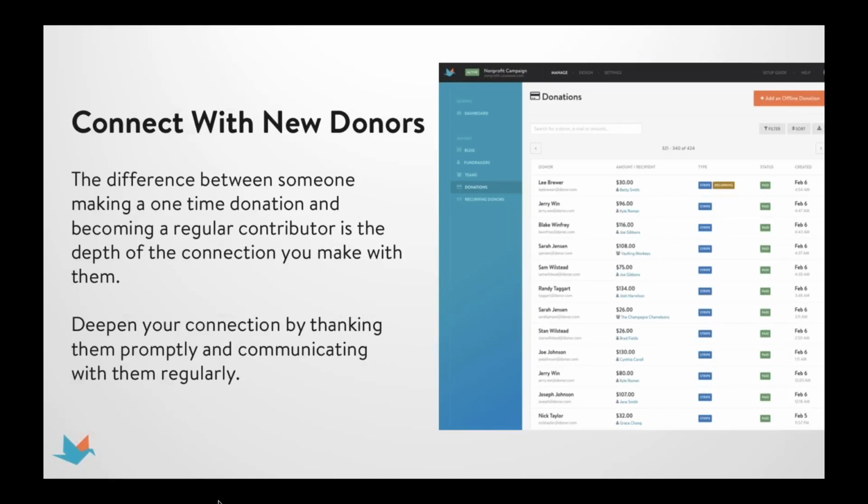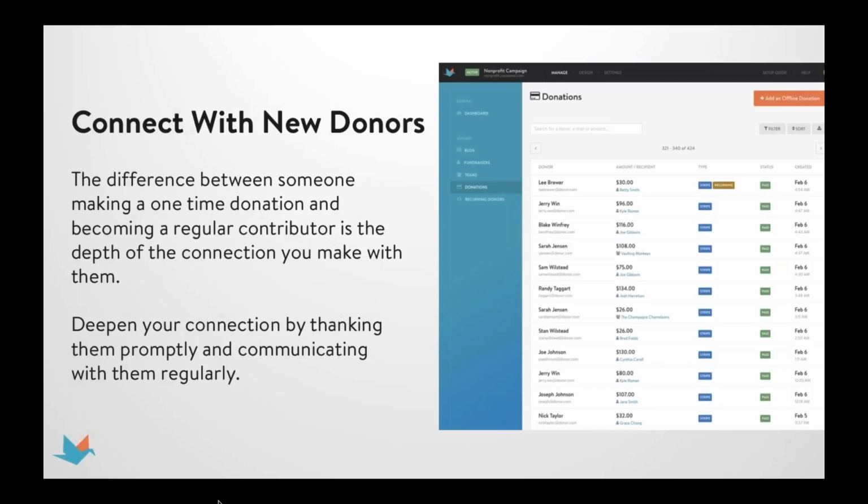As you're designing this group of advocates that are fighting with you for your cause, it's important to make sure those people feel necessary. They feel welcome. They feel a part of it. And so it's your job to do that through thanking them promptly and communicating with them regularly.